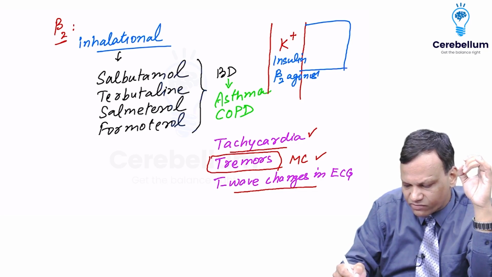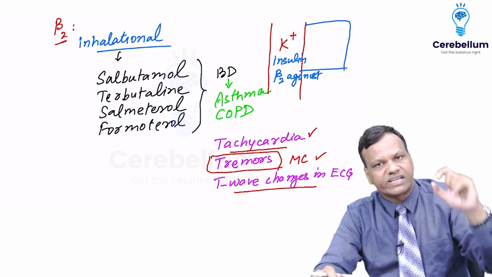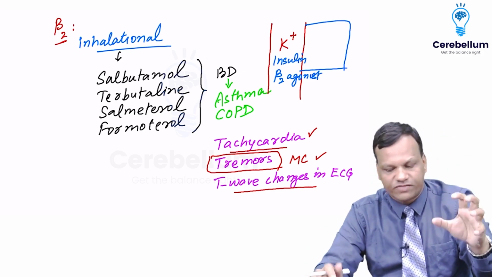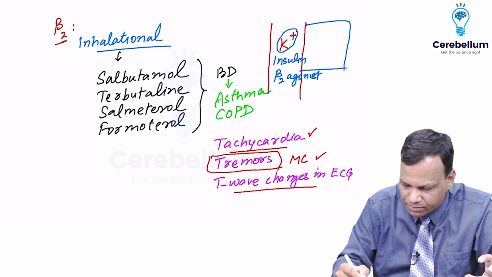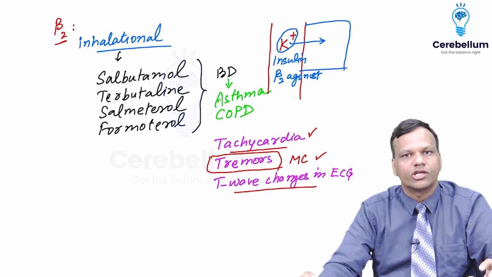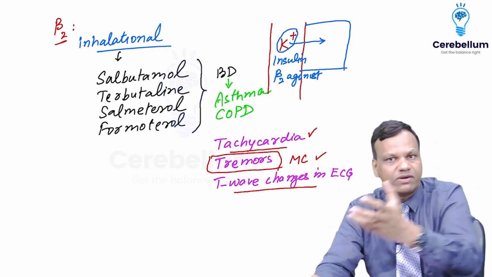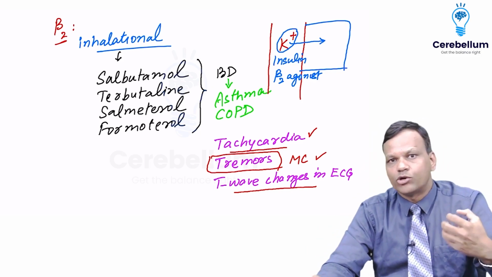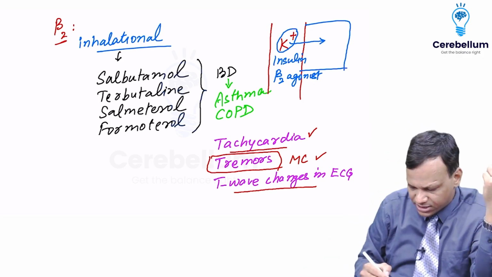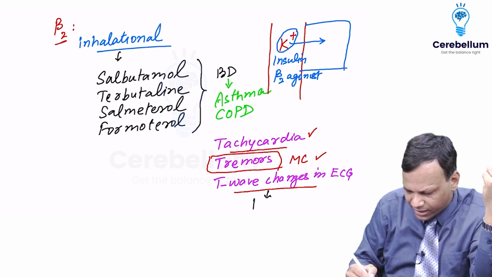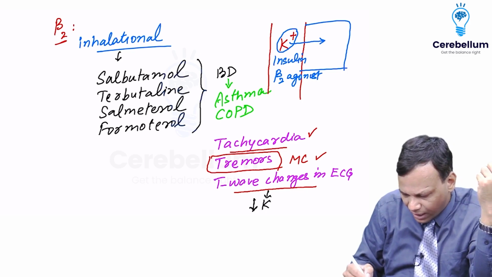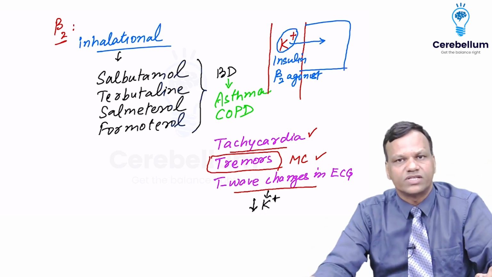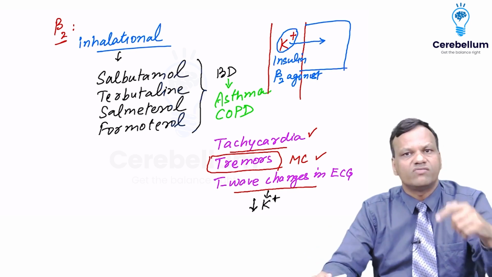So if we give any drug which stimulates beta 2, or if we give insulin, potassium is afraid of them. So potassium which is present in the blood will go inside the cells. When the potassium goes inside the cells, there will be less potassium in the blood. So that can lead to hypokalemia. So these drugs can cause hypokalemia as a side effect. Hypokalemia results in T wave changes in ECG.